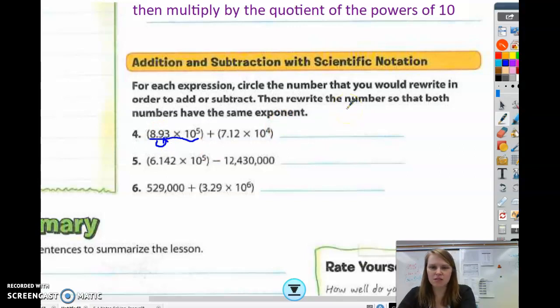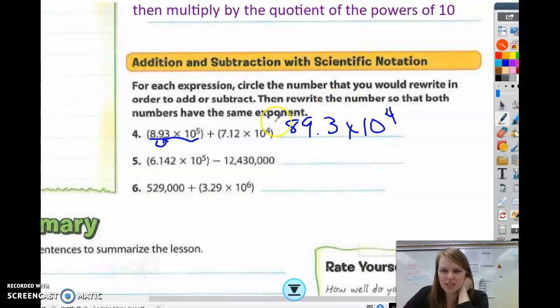So this becomes 89.3 times 10 to the 4th. So now, this works out because if you were going to take this number plus this one, you'd have 89.3 plus 7.12. That result would be times 10 to the 4th. And then you could put that back into scientific notation, say move that decimal place over one more, and say times 10 to the 5th.